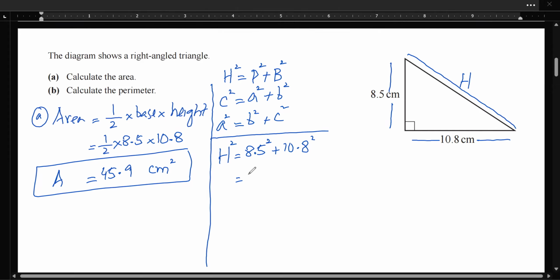This gives you 72.25. Then we have 10.8 times 10.8, and this gives you 116.64. Let's add them together. It's going to be 188.89. That's the hypotenuse. No, that's the square of the hypotenuse.